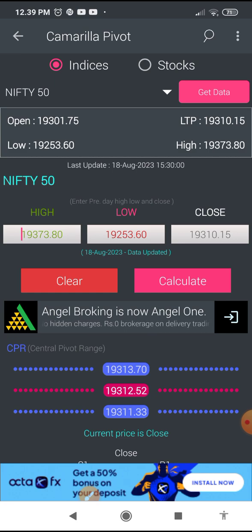Weekly levels are more significant, and if you are a positional player, you make use of weekly levels. If you are an intraday player, you make use of daily levels. Daily levels you get automatically in the app. Okay, so I hope you understood, and if you have not understood, see the video again, make use of the app and try to learn from the app, right?